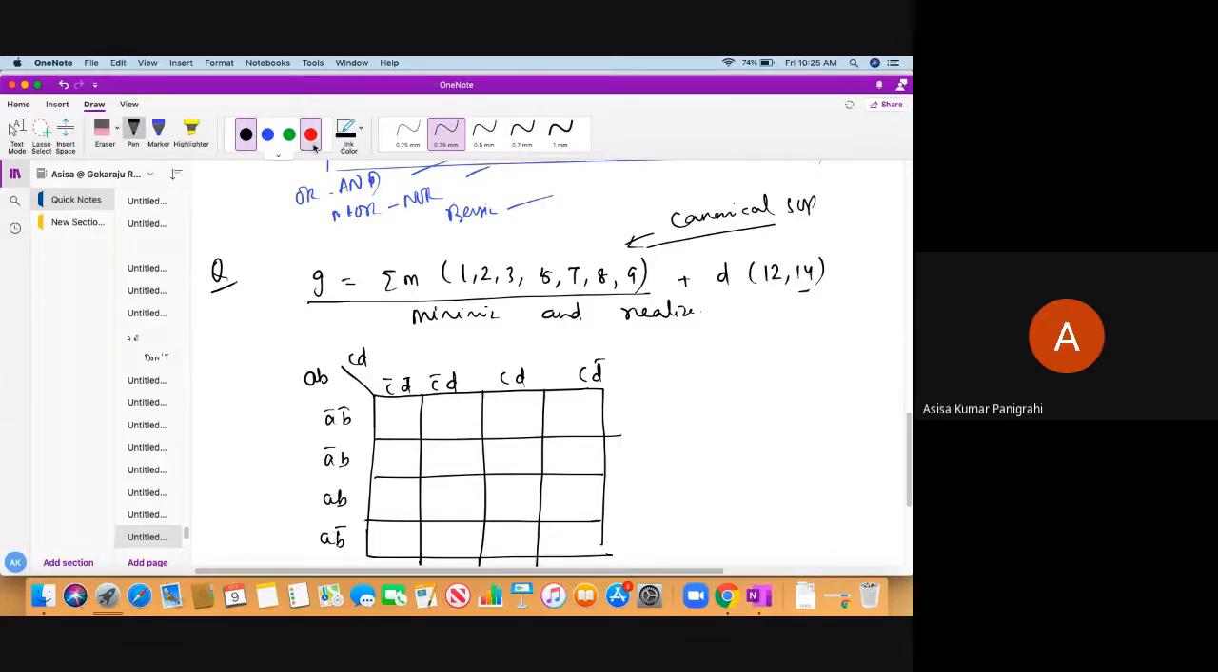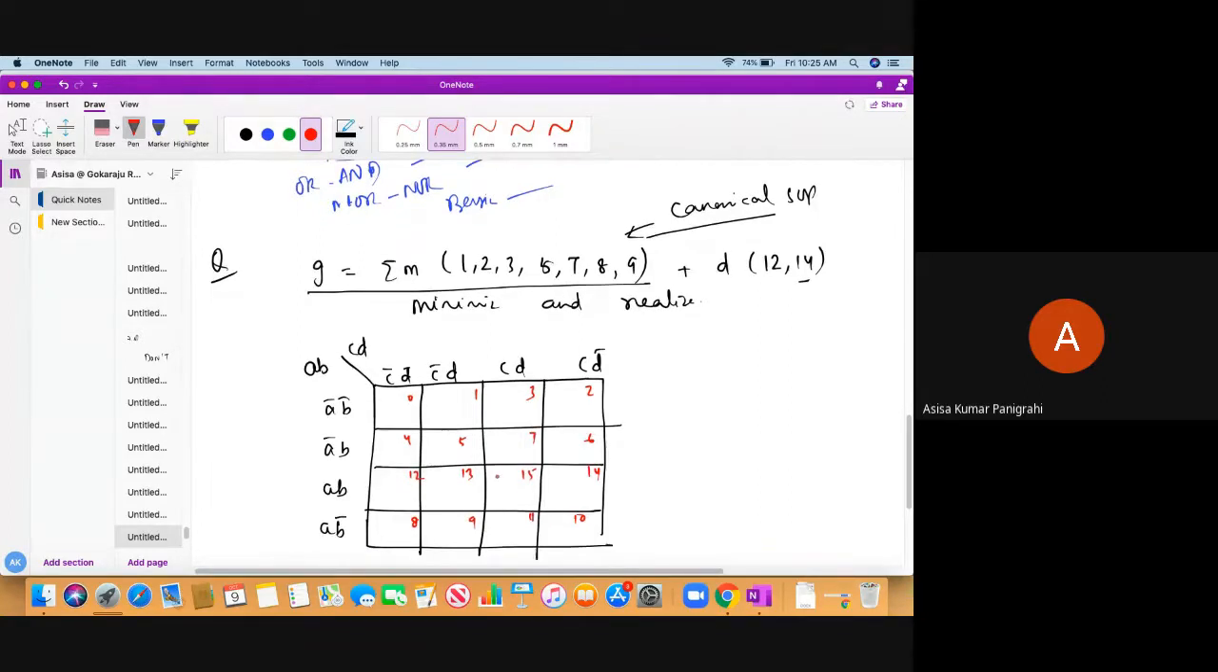Okay. Now the minterm positions are like this: 0, 1, 2, 3, 4, 5, 6, and 7, 8, 9, 10, 11, 12, 13, 14, and 15. Okay, so these are my minterm positions.